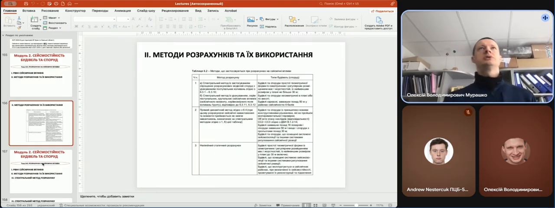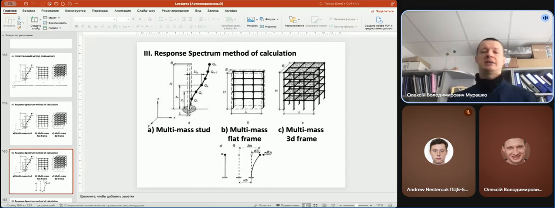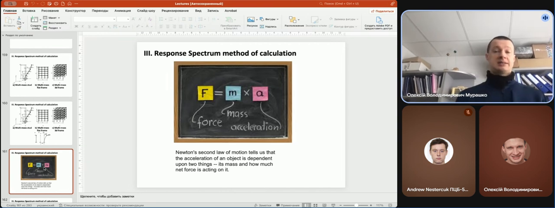Also, it gives an opportunity to take into consideration dynamic effects like real accelerogram, but with some simplifications, and I will tell you about them. So, we have started consideration of response spectrum method of calculation, and we have defined that this method is based on the second Newton's law, which gives us the force as a result of multiplication of mass and acceleration.